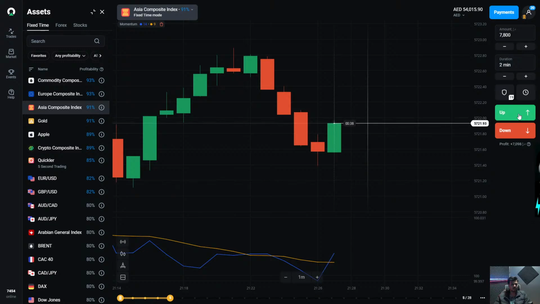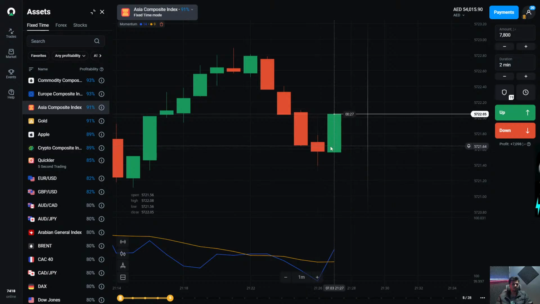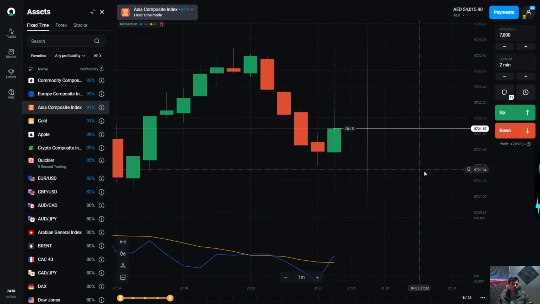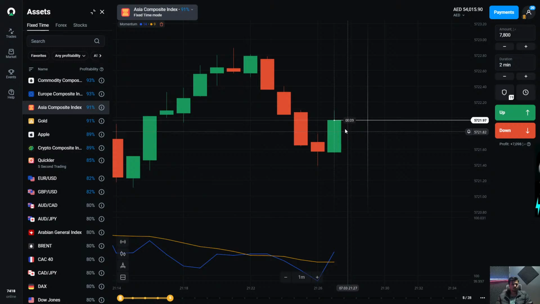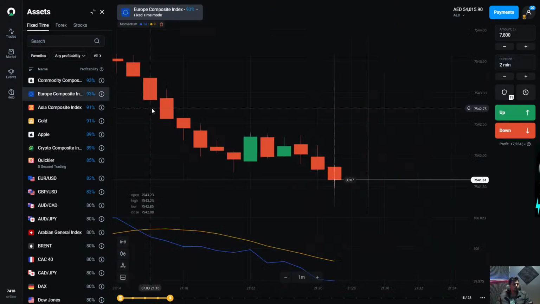It's going very well now in the upward direction, but it can come back in the downward direction again, so I will not make a trade in the upward direction. Here I can make it when it comes back again here, and after that it can try to reach upward or downward. That's why let's wait a little and then I will make the trade. 10 seconds, and let's check the Europe Composite Index.